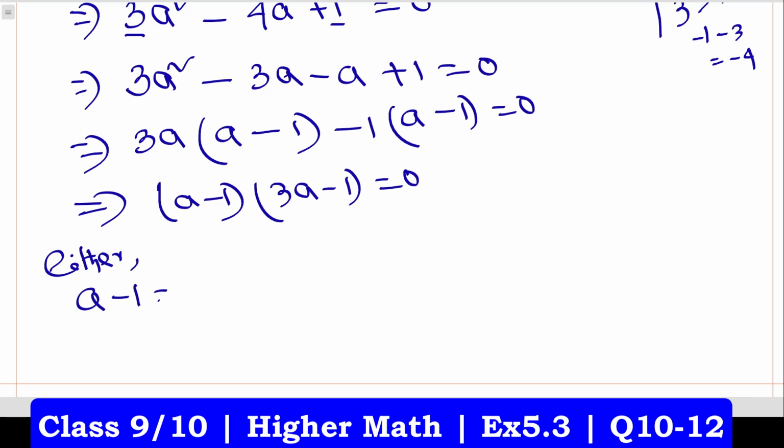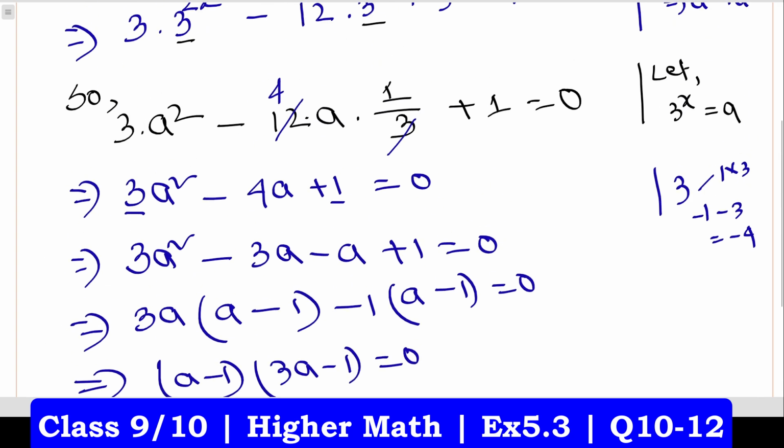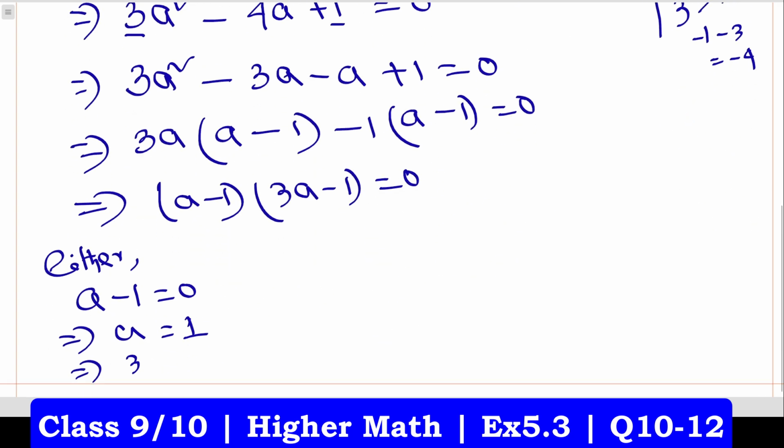a minus 1 equals 0, we can write a equals 1, and a means what? A means 3 to the power x. So against 1 we can write 3 to the power 0. So finally, here the bases are same, so x equals 0. It's one thing.